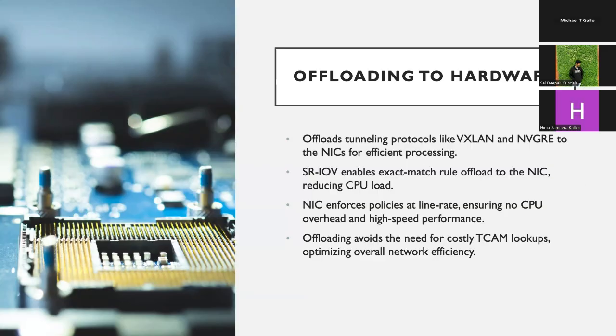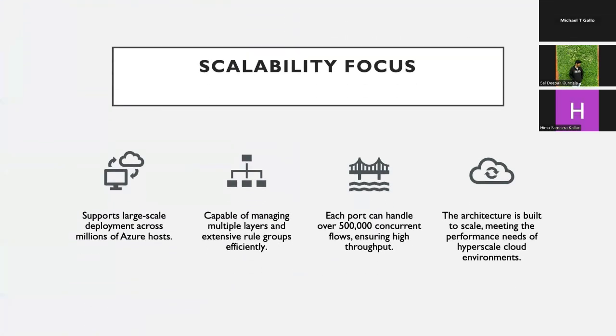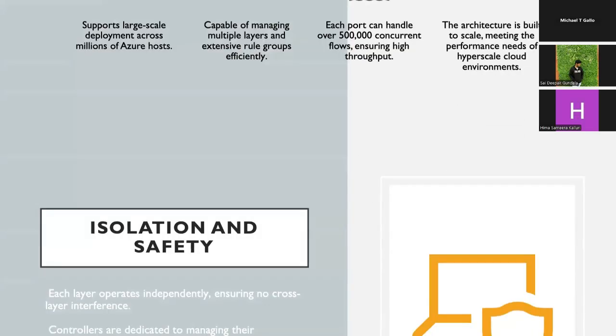Coming to the scalability focus, the system is deployed across over a million Azure hosts, providing its ability to scale at a massive level, serving cloud environments globally. It supports 10 to 20 layers and thousands of rule groups, ensuring flexibility and extensive policy management across the network. Each port can handle up to 500K concurrent flows, which guarantees high throughput and optimal performance even under heavy load.